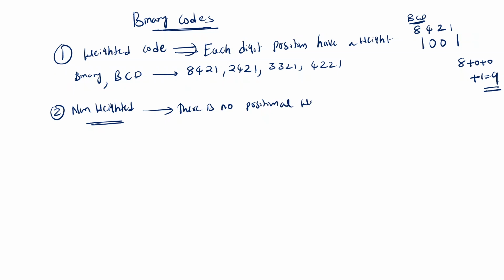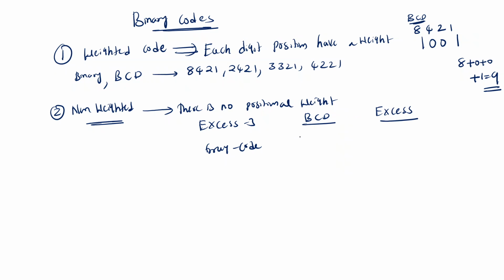Positional weight. Okay, so you have XS3 code and gray code. So XS3 code means what? Suppose you take BCD and XS3, BCD and XS3.